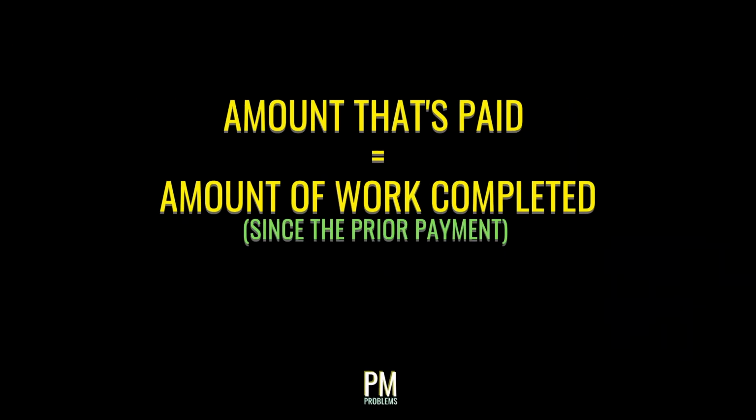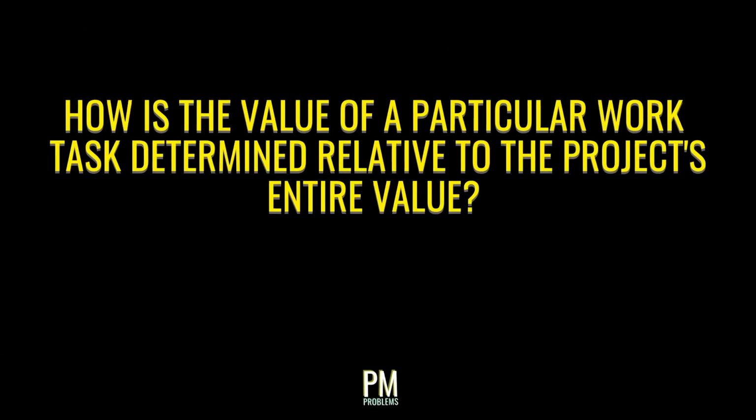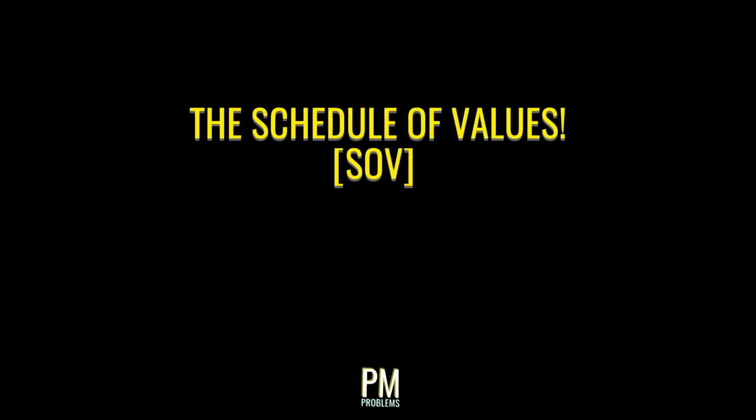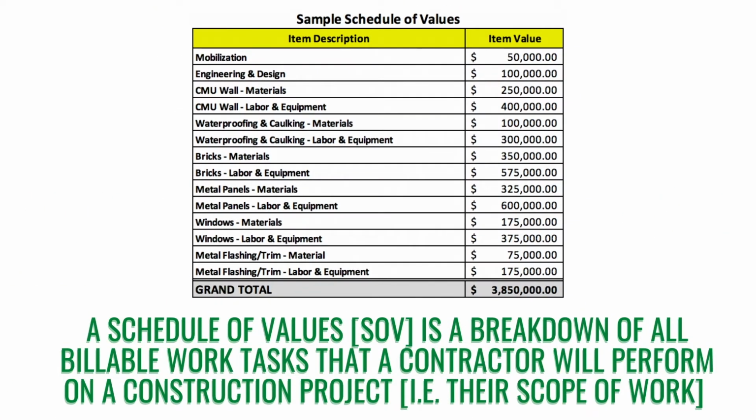The amount paid is supposed to represent the amount of work done since the last time they paid a bill. So what determines how much any particular task of work is worth in comparison to the entire project? That's where the schedule of values comes into play. A schedule of values, or SOV, is a breakdown of all billable work tasks that a contractor will perform on a construction project. Said another way, a schedule of values is a breakdown of all billable work tasks that make up a contractor's scope of work.